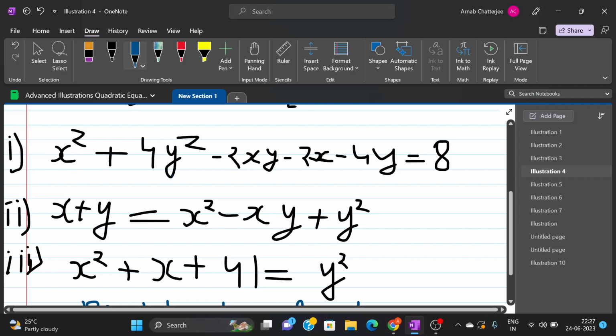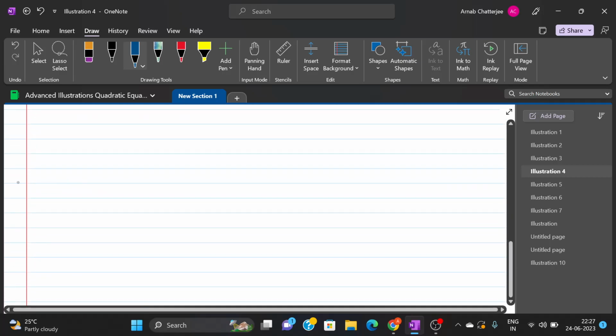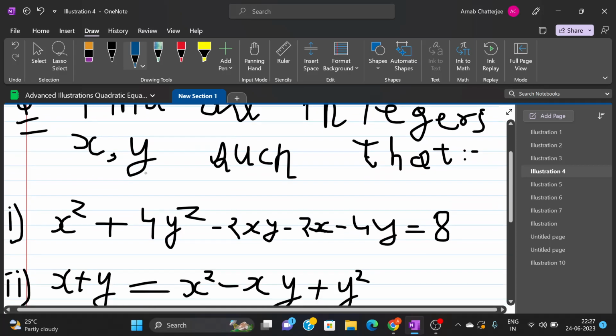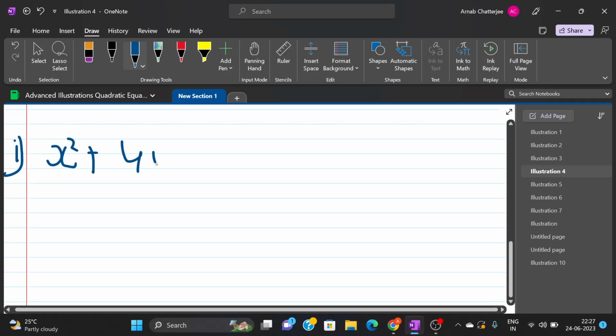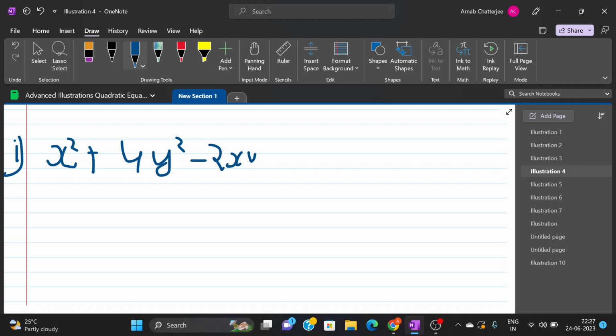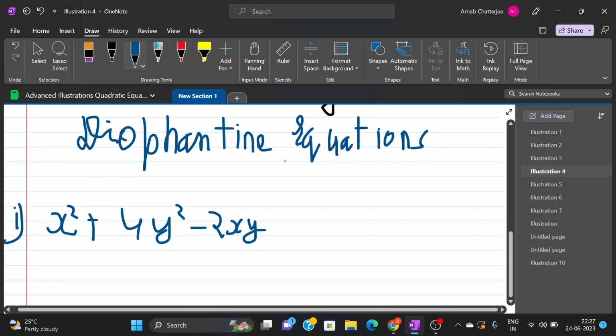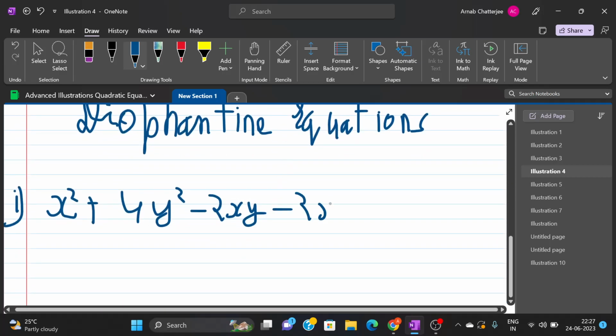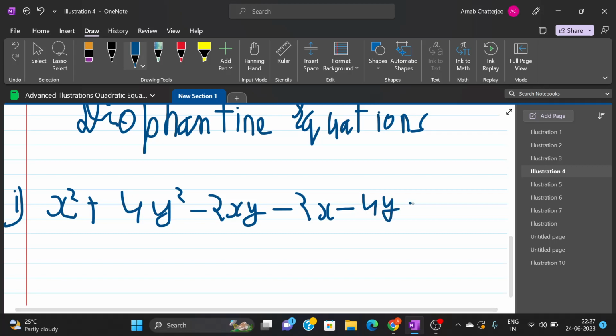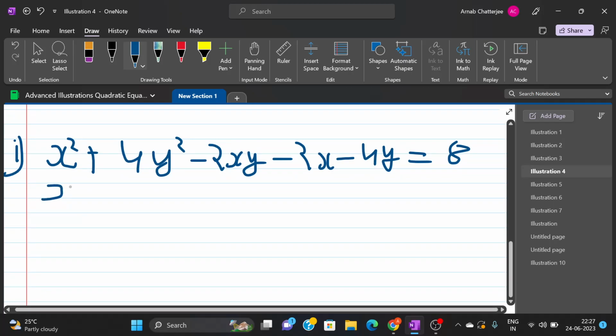So if I see, I have been given an equation, for the first part, x square plus 4y square minus 2xy minus 2x minus 4y equal to 8, right? So we have to find all the integers which satisfy this. So what we will do is we will bring 8 here, all right?